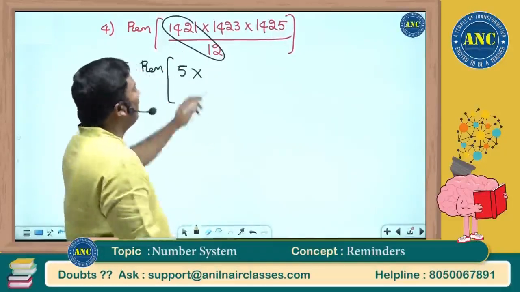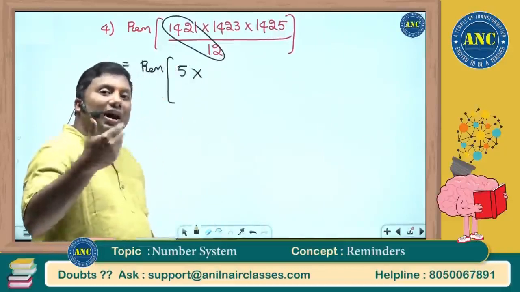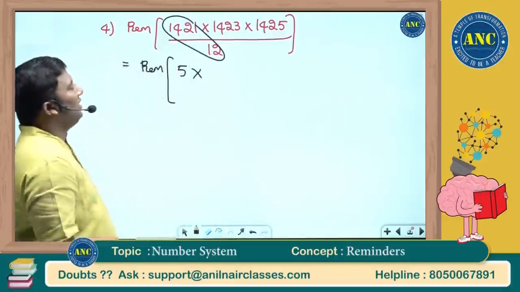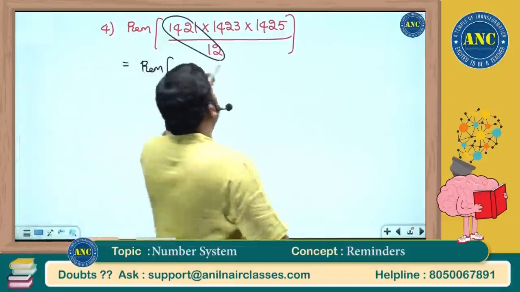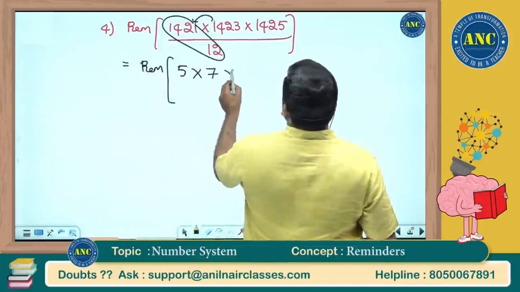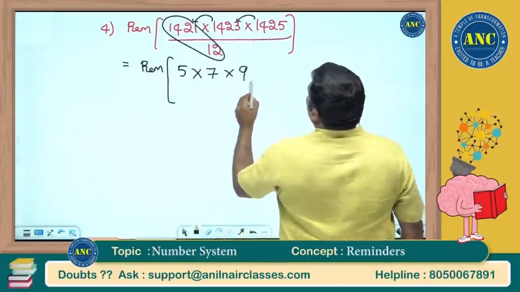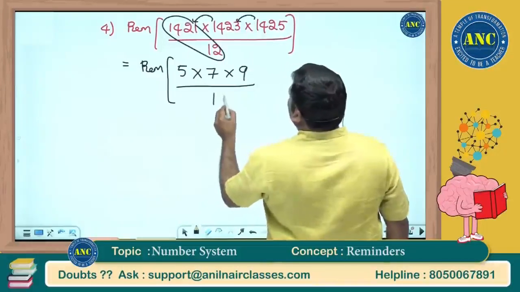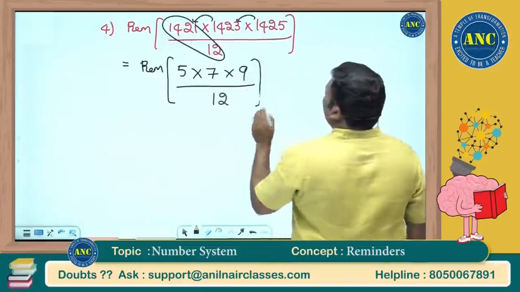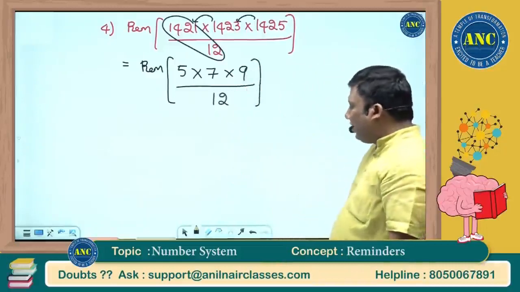Again, I am repeating. 12 ones are 12, 22. 12 ones are 12, 101. 12 eights are 96. It is 5. This value is 2 more than this value, so it is 7. This is 2 more than this value, so 2 more than 7 is 9. Divide by 12: 5 into 7 into 9 divided by 12.